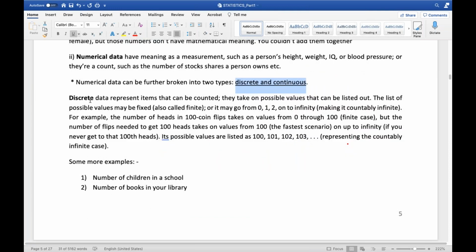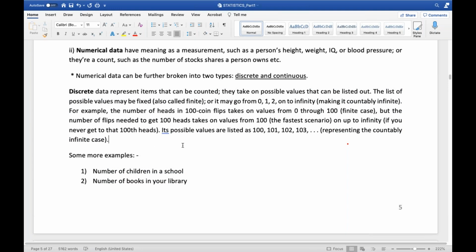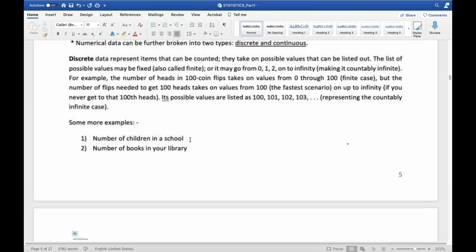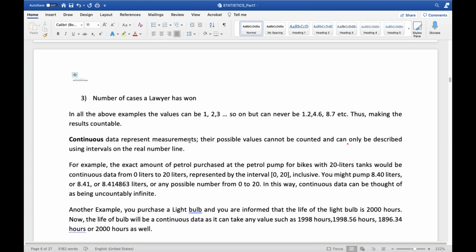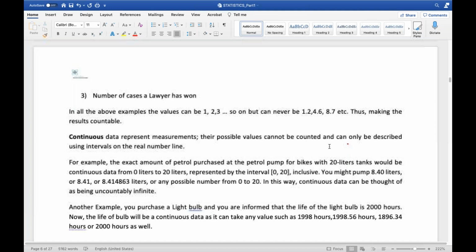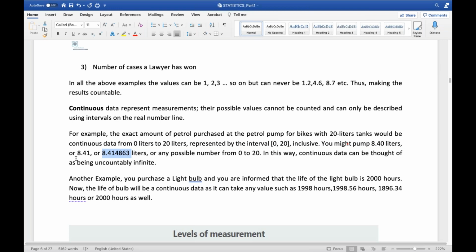See guys, discrete means whole numbers, like the number of children in a school or the number of books in a library. You can easily understand this kind of thing. There is some kind of finite data, and in that situation we call it discrete data. If the data is not discrete, it is continuous data. Continuous means the possible values cannot be countable, and they are described using intervals on the real number line. For example, 8.41 or 8.414863, so there are various values.